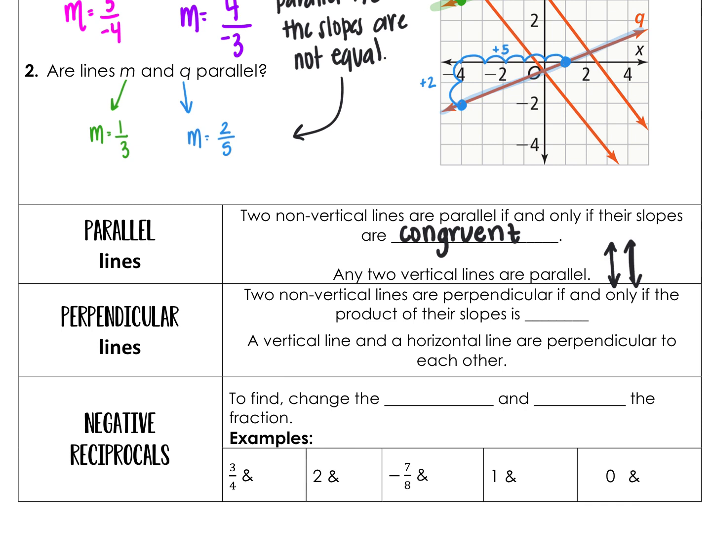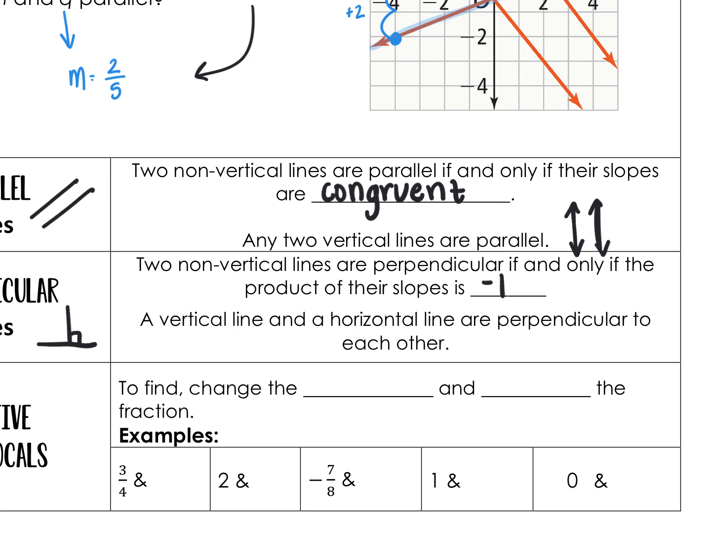Perpendicular lines is what we're going to get into next. Two non-vertical lines are perpendicular if and only if the product of their slopes is -1. Just to remind yourself, parallel lines never intersect. Perpendicular lines intersect, and they intersect at a 90-degree angle. A vertical line and a horizontal line are always perpendicular to each other. So vertical, horizontal, they're always going to intersect at a 90-degree angle. So a slope of 0 and an undefined slope are always perpendicular.